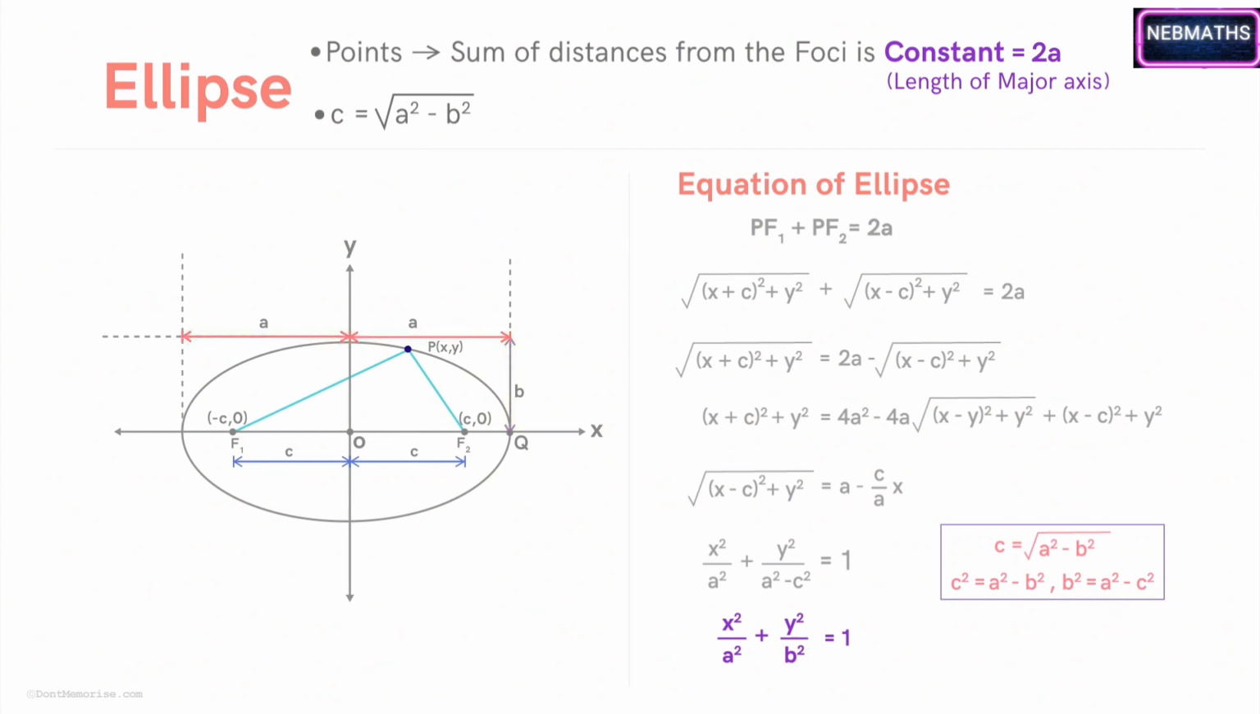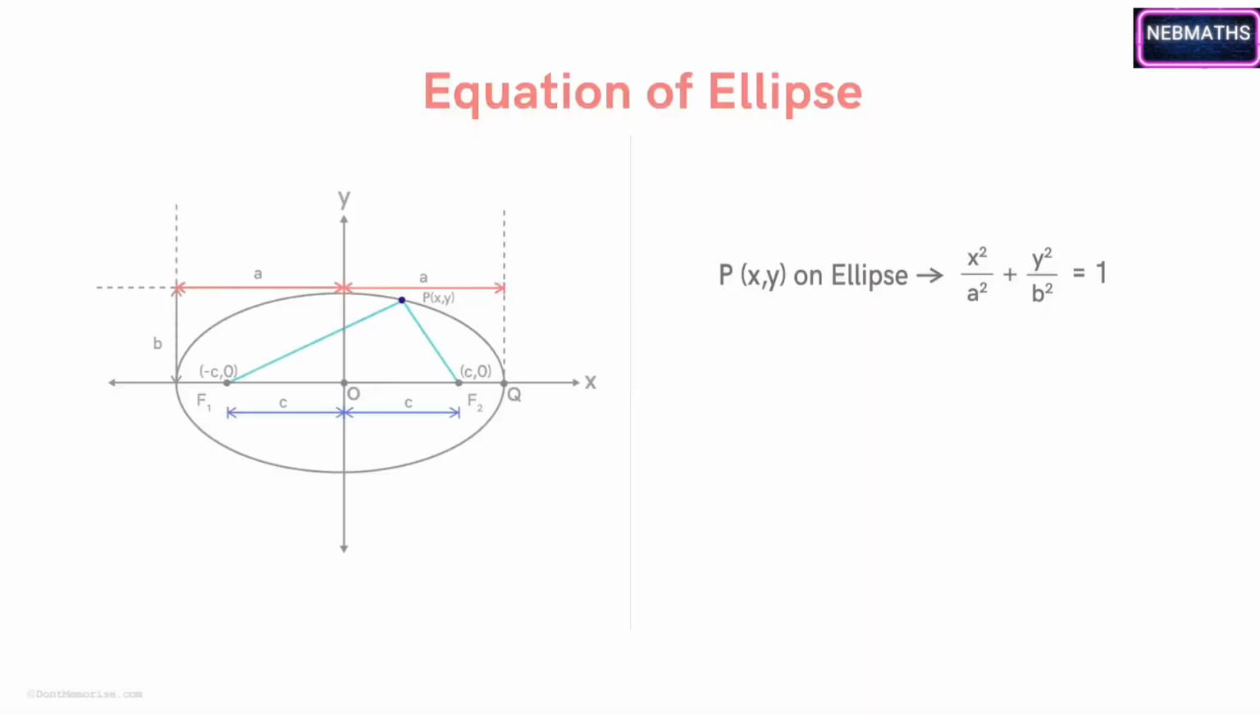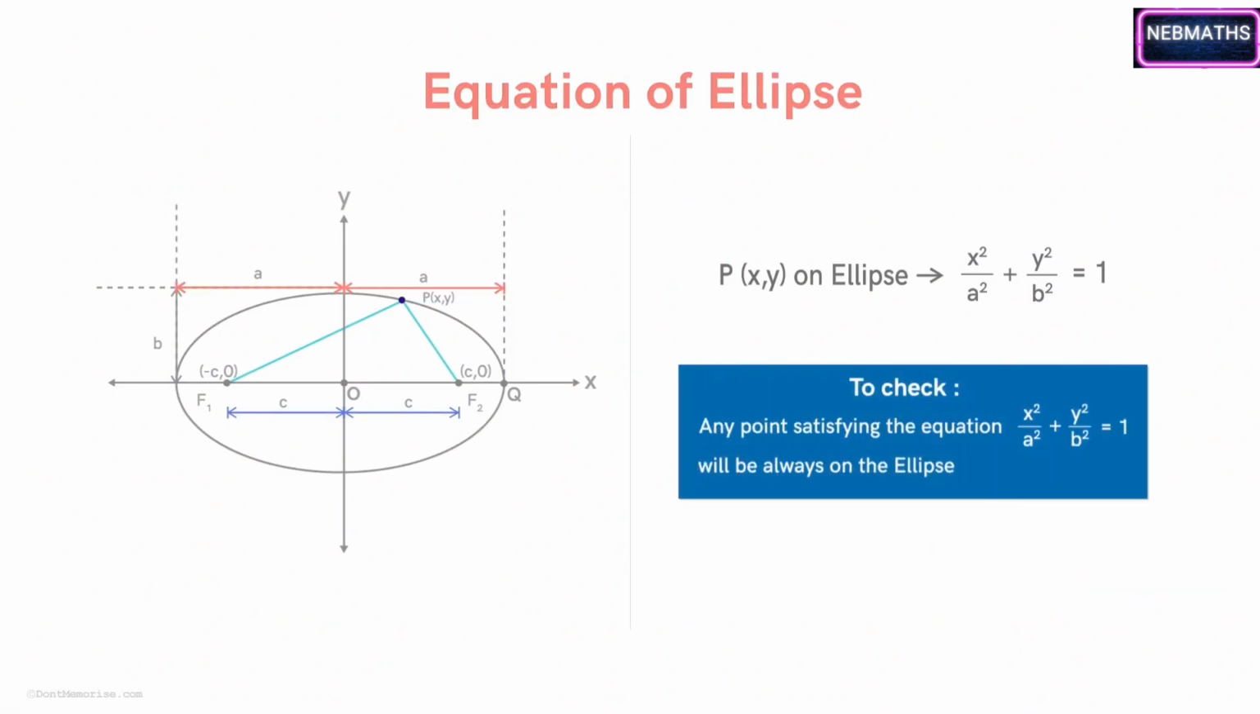So we found out that if P is any point on the ellipse, then its coordinates will satisfy this equation. Can we conclude from this that this is the equation of the ellipse? No, right? We know that we will also have to check whether the converse of this follows. That is, any point satisfying this equation will always lie on the ellipse. We will check this in the next lesson. We will see that this is the equation of the ellipse.